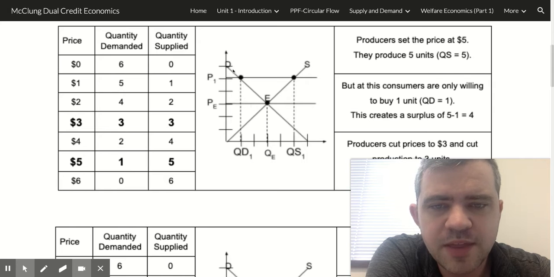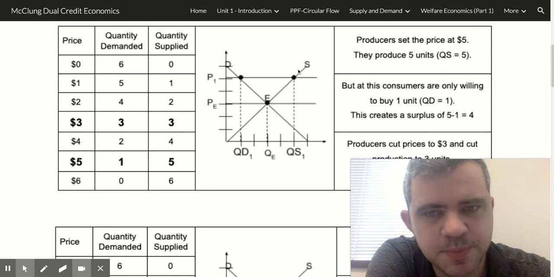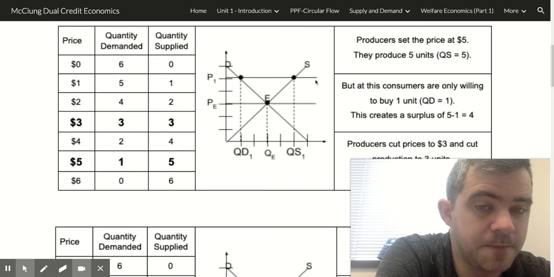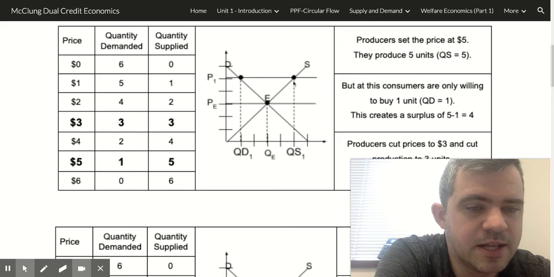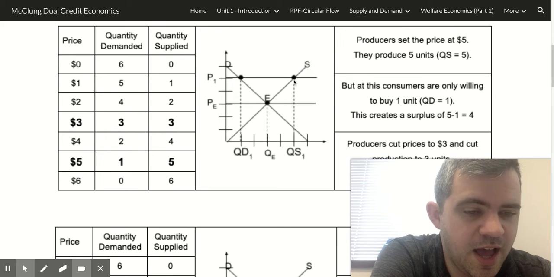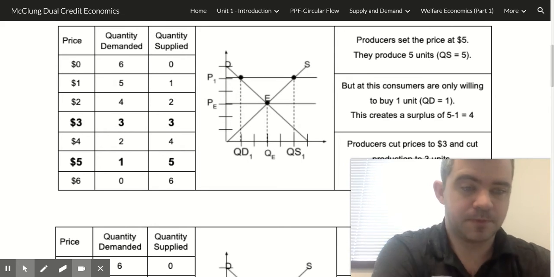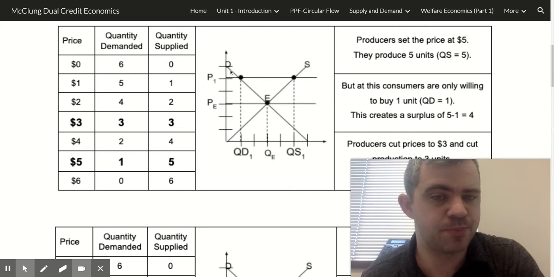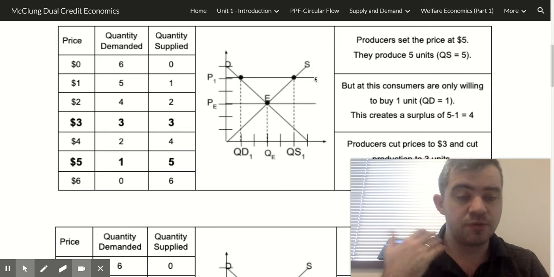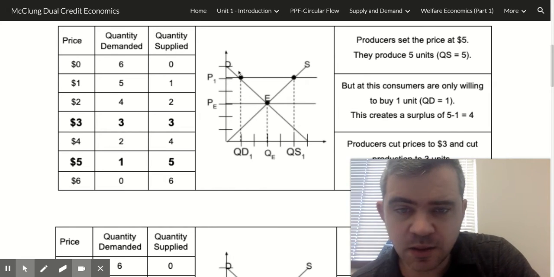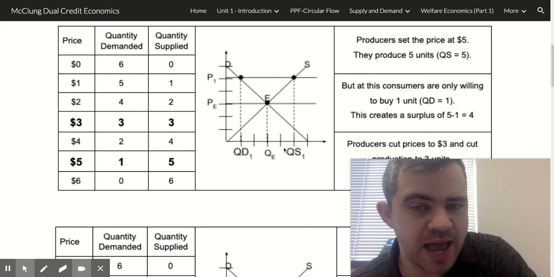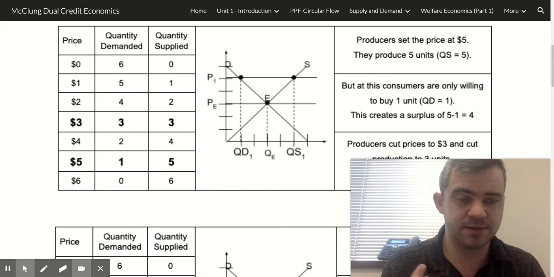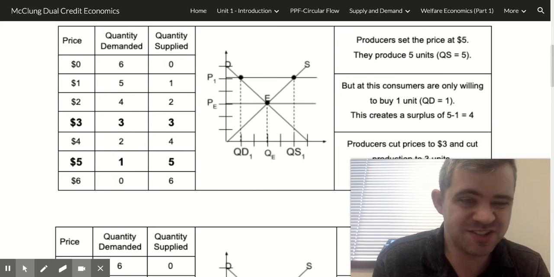So let's say that here's the demand, here's the supply, and the producers decide to set the price here, and they keep producing until their marginal cost equals the marginal benefit. So they produce here. This is the quantity that they produce, and this is the price that they produce at. Unfortunately, at that price, it looks like the quantity demanded is actually much less than the quantity supplied. This is what we call a surplus. We've produced too much stuff.